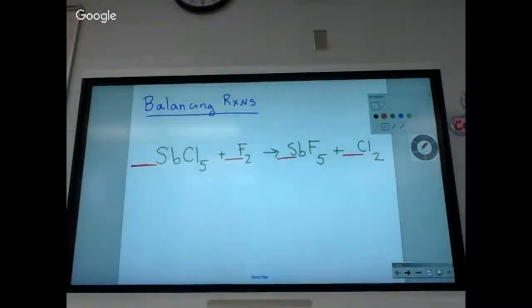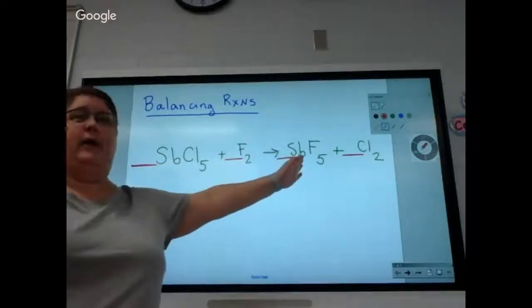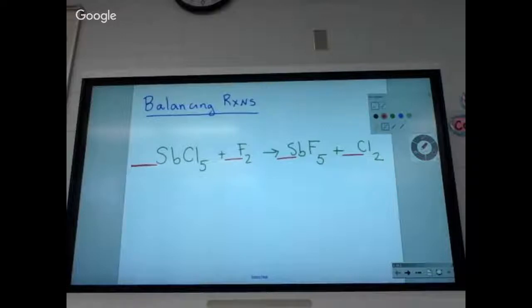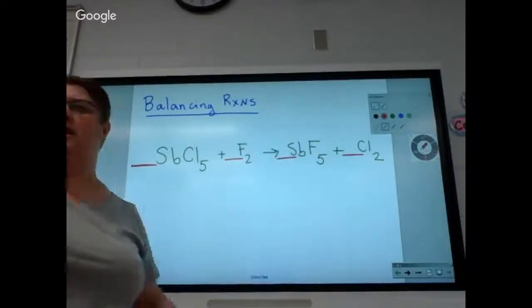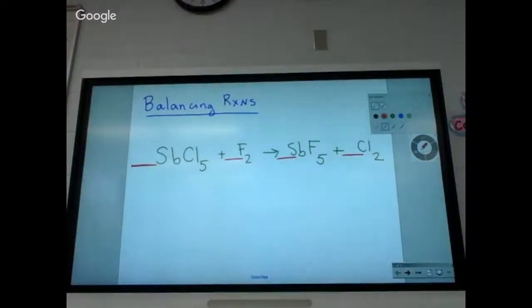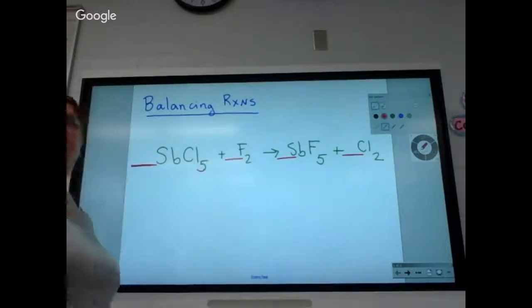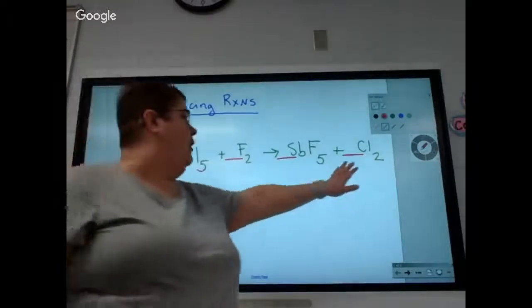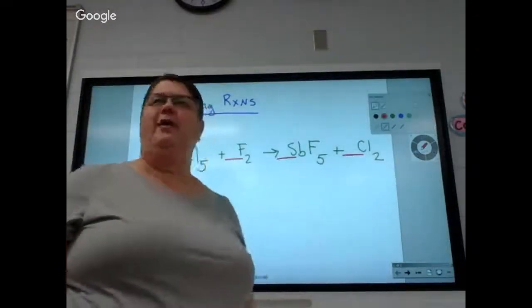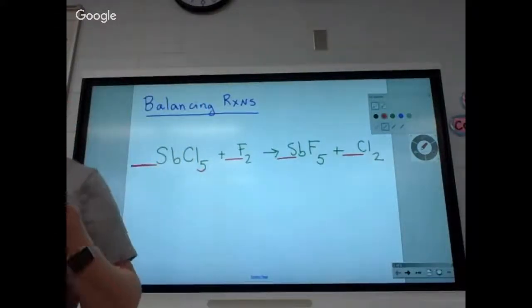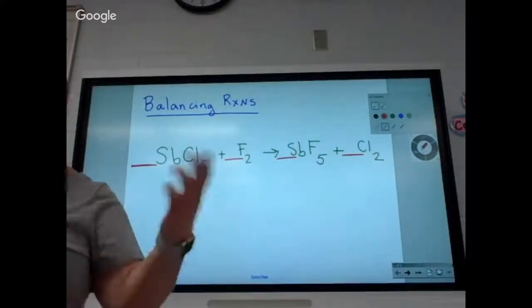Why would I not pick Sb? What do you already know about Sb? It's already balanced. There's a 1 on this side. There's a 1 on this side. There are no subscripts on Sb, so it's balanced. I wouldn't pick that element to start with. I'd pick an element that has a subscript. Like chlorine has a 5. So it's got 5 chlorines. This chlorine has a 2 on it, so it's not balanced.